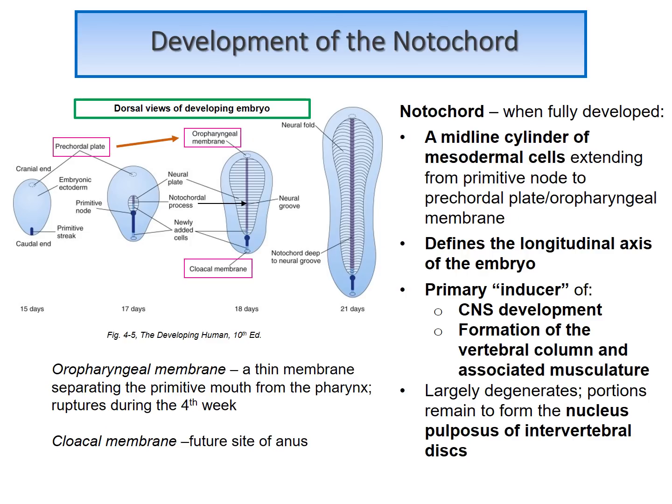This slide summarizes the development of an important structure called the notochord. Some of the ingressing primitive streak cells migrate cranially from the primitive node and give rise to a midline mesodermal cord of cells called the notochordal process. This transforms into a solid cylinder of cells called a notochord. The notochord elongates between the ectoderm and endoderm layers until it reaches the prechordal plate.